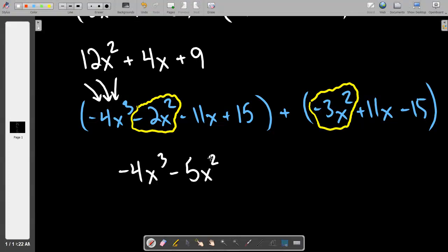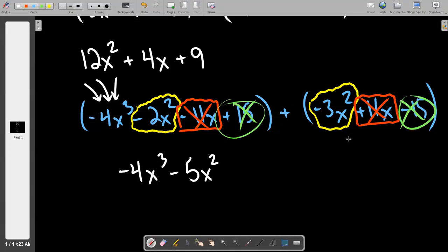And then that takes us to the linear terms, and that's a negative 11x here and a positive 11x here. So there are no linear terms in my answer. They just cancel each other out. Exactly. And the same thing happens with our constant terms. Very good. And so this 15 and this minus 15 cancel. And so our answer is a cubic binomial.